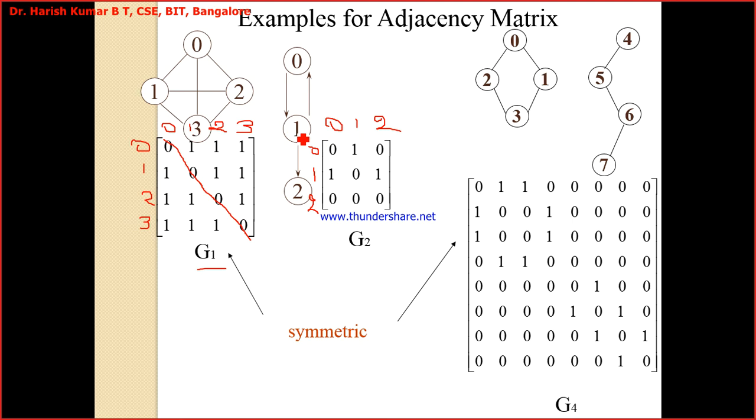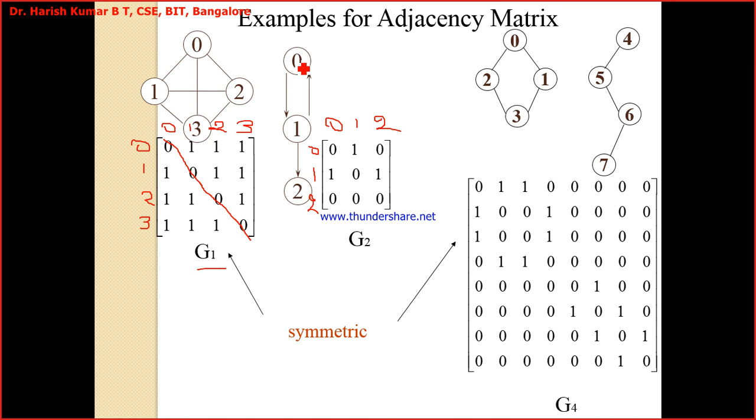Now 1 to 0, yes, there is a path, so it is 1. And 1 to 1, there is no self loop or self edge, so it is 0. And 1 to 2 is 1. Then 2, if you just look here, doesn't have any outgoing edges. Since it doesn't have any outgoing edges, you cannot reach any other node from this node, so it is 0, 0, 0 for all.